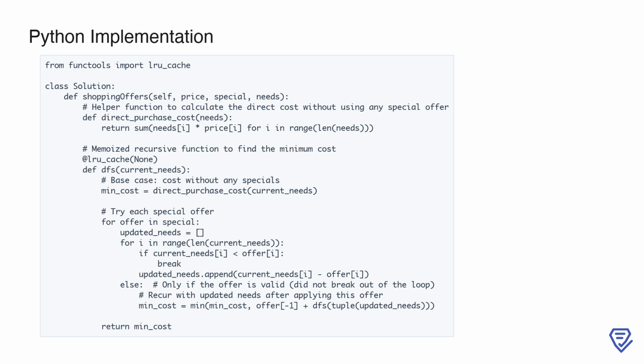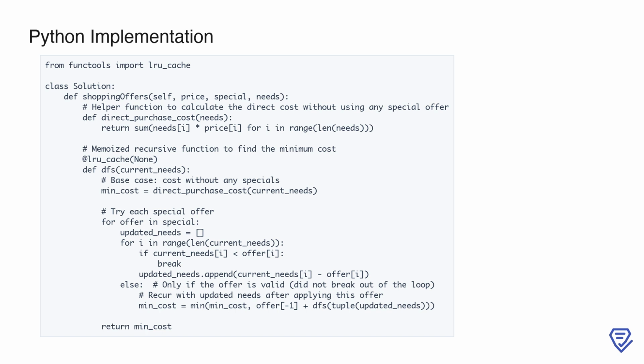Here, we start by importing the lru_cache decorator from the functools module, which will help us optimize the recursive function through memoization. Then, we define the shopping offers method within a solution class. This method takes three arguments: price, which is a list of individual item prices; special, which is a list of special offers where each offer specifies quantities of items and the total price for that offer; and needs, which represents the quantities of items we want to purchase.